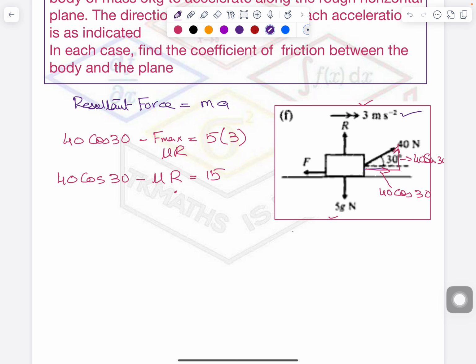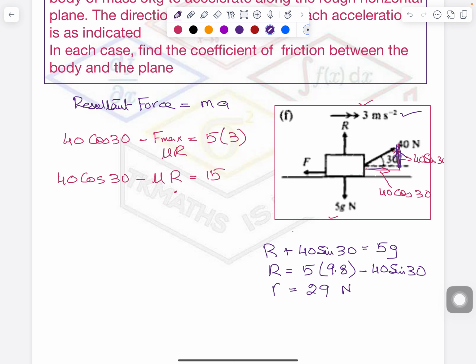I'm calculating it here. So r plus, so upward forces are r and 40 sine 30. Right, it is here, you can see the arrow is acting upward. And the downward force is weight, 5g. Okay, so r plus 40 sine 30 is equal to 5g. Like I said, I'm taking 9.8. You will see according to the requirement of the examination board. 40 sine 30 is 20, so r is equal to 29 Newton. So this value of 29 I will substitute here.